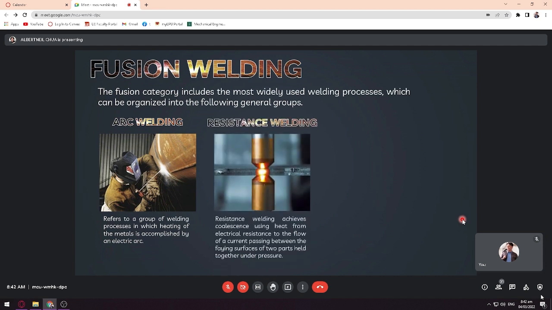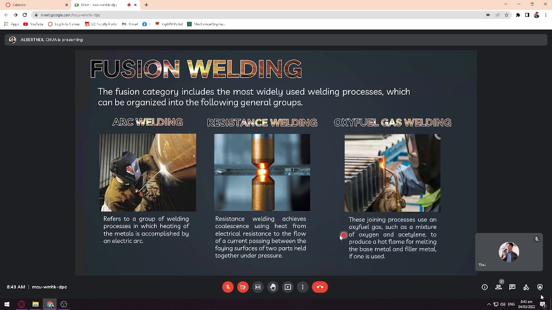Yung resistance welding naman, I'm sure familiar kayo dito, nakikita nyo sa mga Facebook, sa feeds. Ito yung may two metals na merong dumadaang na electric current. And then kapag nagdikit sila, magkakaroon tayo ng etong part na to. Magbe-melt yan. And then yung end product yan would be welded na sila.